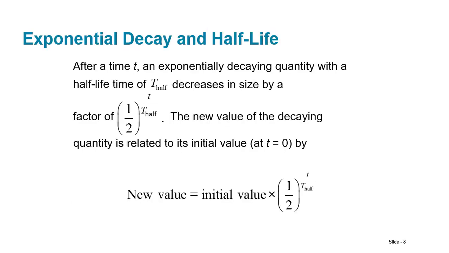Exponential decay and half-life is the same idea, but instead of multiplying by 2, you're multiplying by a half. You can see that the formula is still the same. It's something raised to the t over t half. In this case, instead of 2 raised to that, it's 1/2 raised to that. It's just that simple.